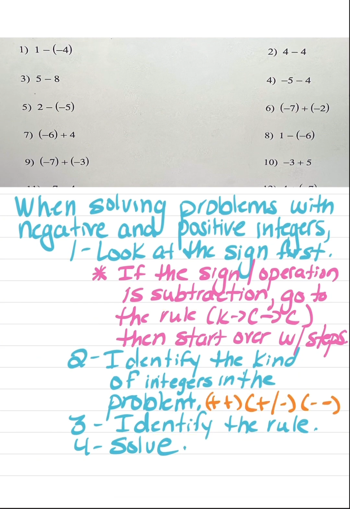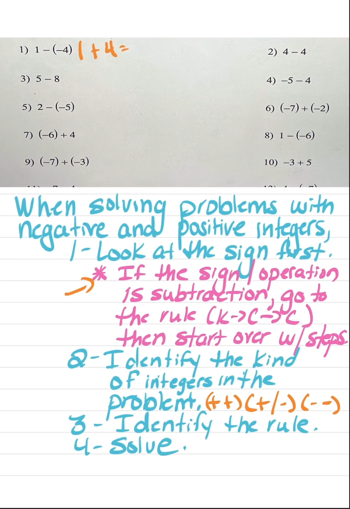Let's look at the first problem in our example. I have 1 minus -4. When I follow the steps, the first thing I need to do is look at the sign, which I see the sign is subtraction. So that tells me that I automatically need to go ahead and rewrite the problem where I keep the first number. I need to change the operation from subtraction to addition, and I change the -4 to the opposite, which is 4.